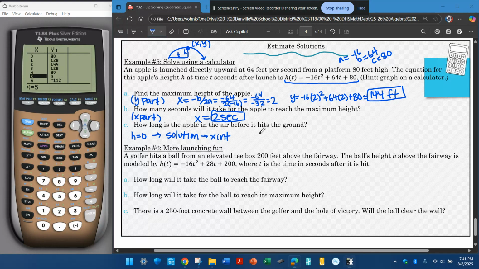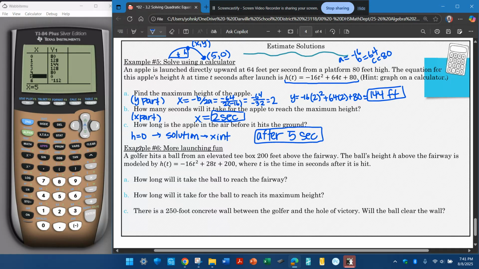That means that after 5 seconds, the apple is going to hit the ground. So the ordered pair for that, where it hits the ground right here, was (5, 0). And so if it's 0 height above the ground, it was at 5 seconds. All right, let's do another example.